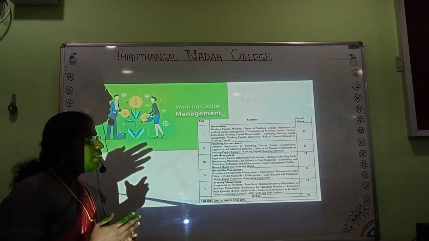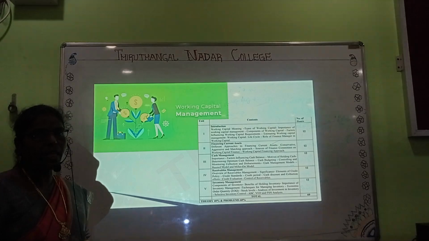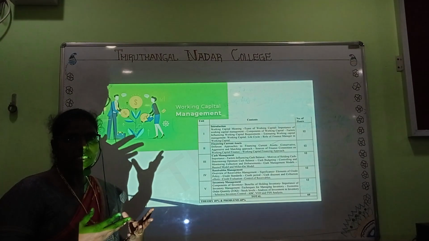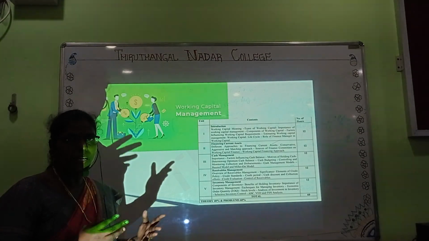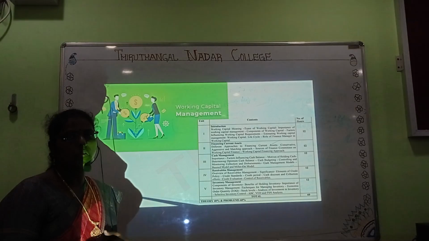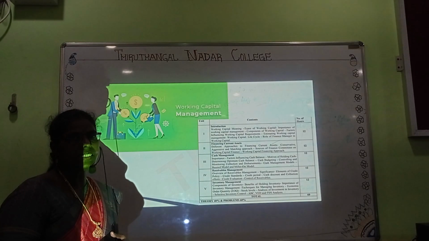You can solve the problems with the formulas. There are no rules, provisions and comprehensive statement preparation. So you can aim for centum in this subject.